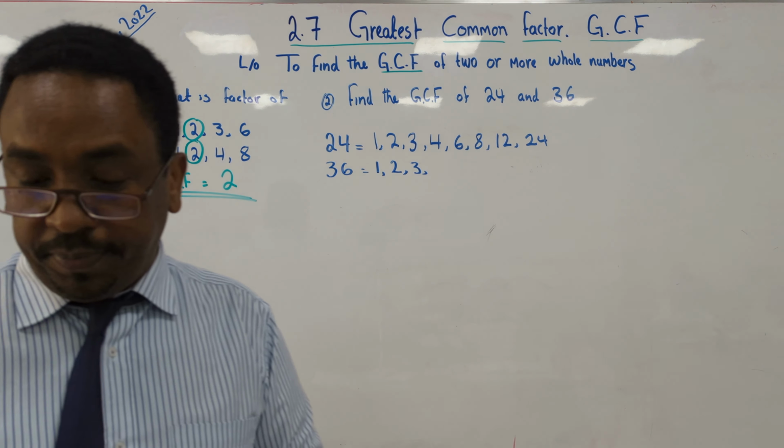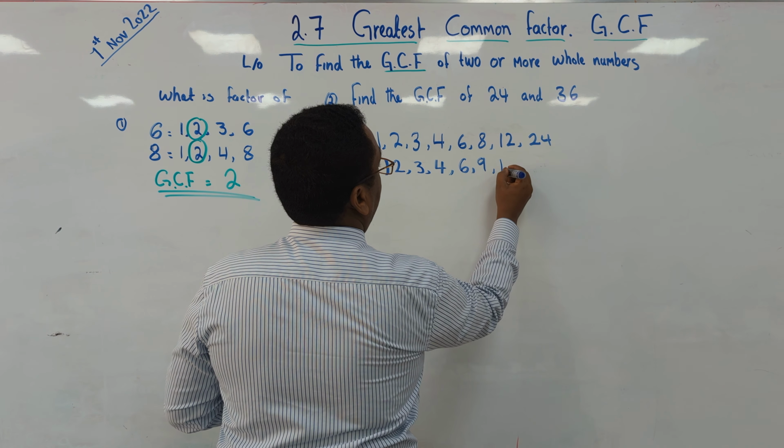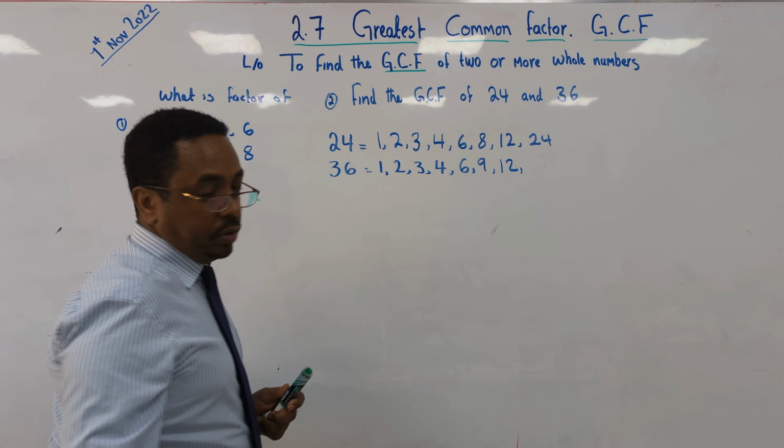Yes, Muhammad. 6, yes. 9 times 4. 9 is a factor, right? So 9 times 4 will give you 36. What is the next one? Go ahead. 12. 12 is a factor as well. Well done. Next one. There's more.